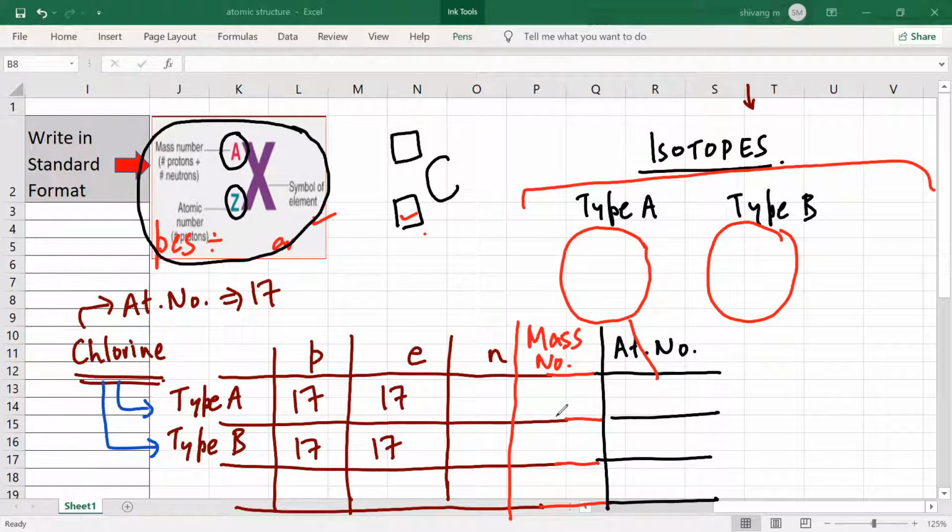Now the information here will start to differ. The number of neutrons here is 18 and the number of neutrons here is 20. Are we clear? Sir, how would it be 20?